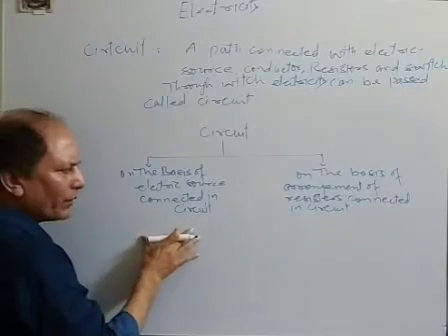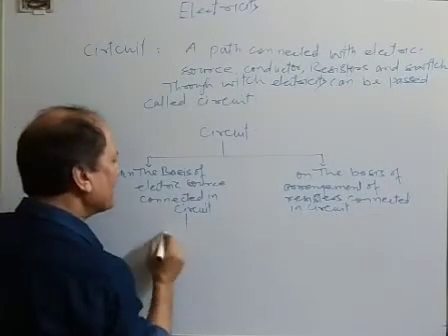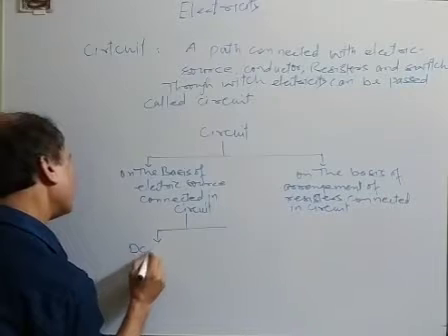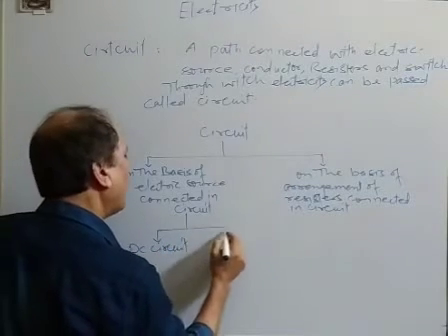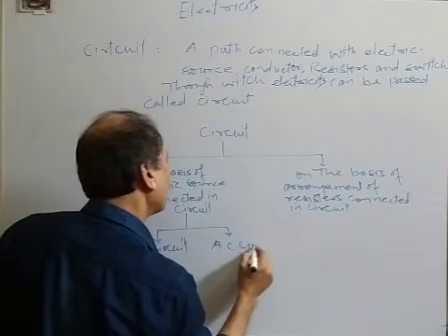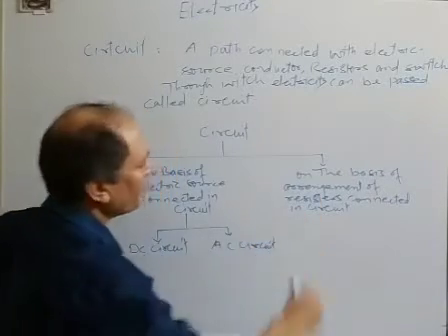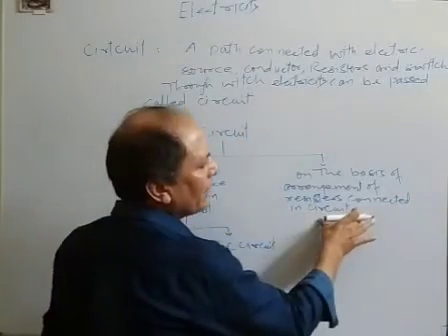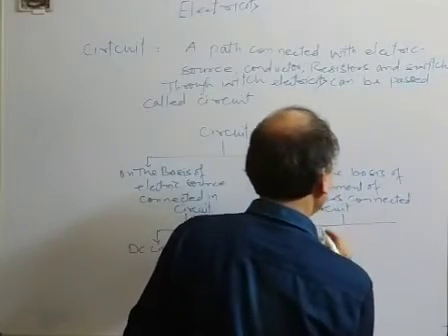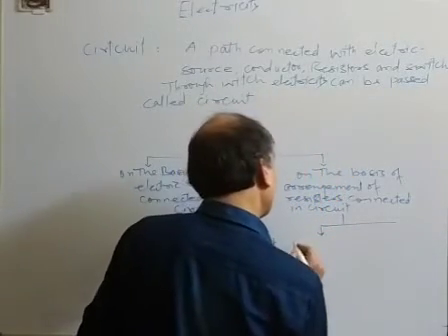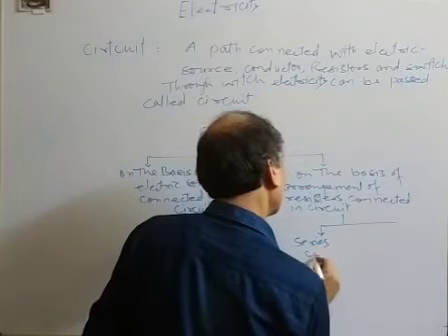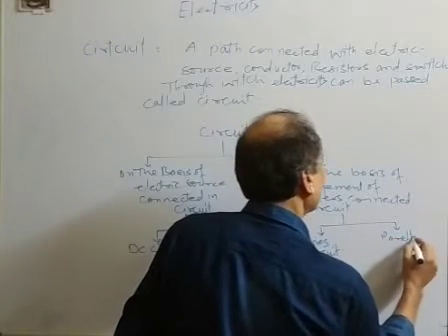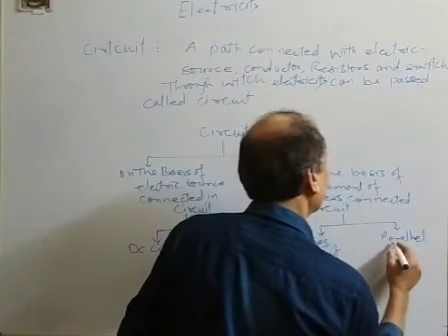On the basis of electric source connected in circuit, circuit is divided into two parts. Number one, DC circuit, and number two, AC circuit. And on the basis of arrangement of resistors connected in circuit, circuit is also divided into two parts. Number one, series circuit, and parallel circuit.